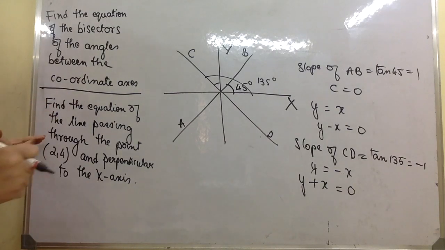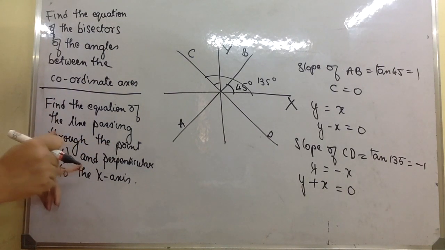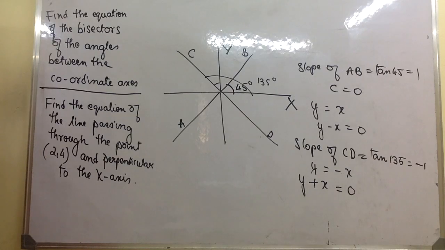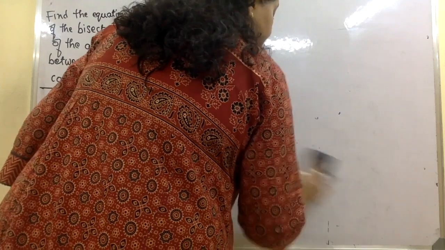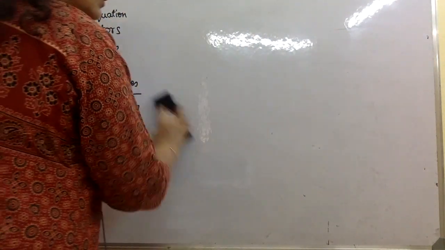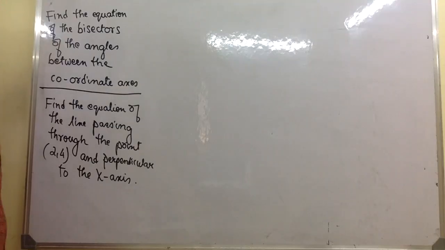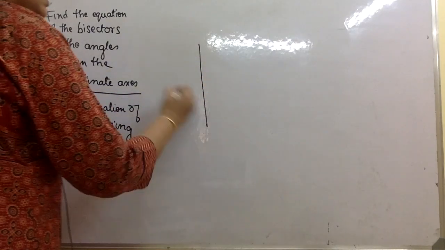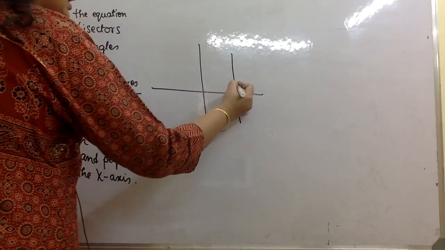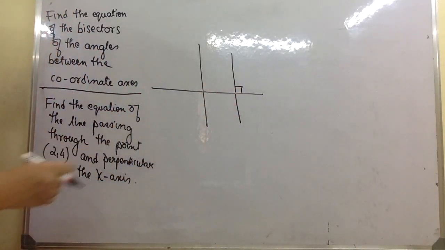Find the equation of the line passing through the point (2, 4) and perpendicular to the x-axis. Now, here it is given that it is passing through one point, and it is perpendicular to the x-axis, which means it is like this, okay. So it is tan 90 and c is again 0.